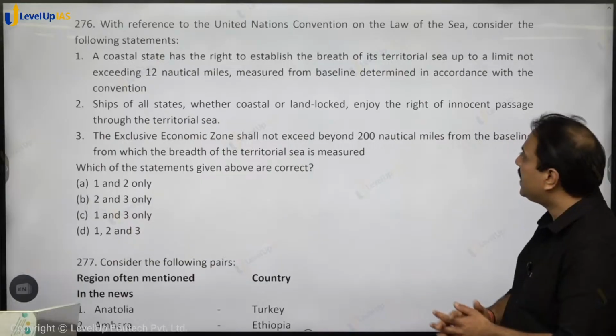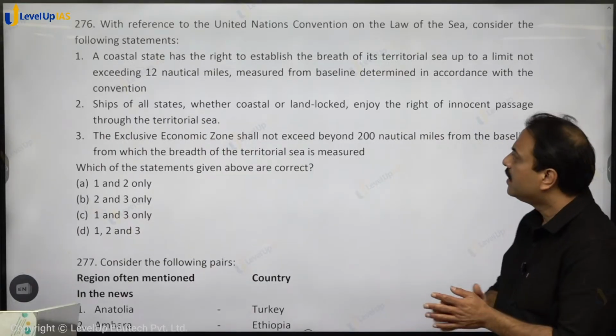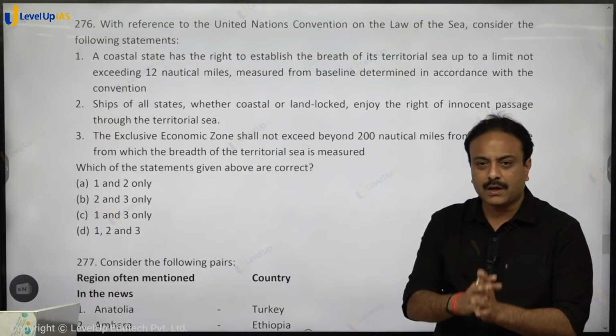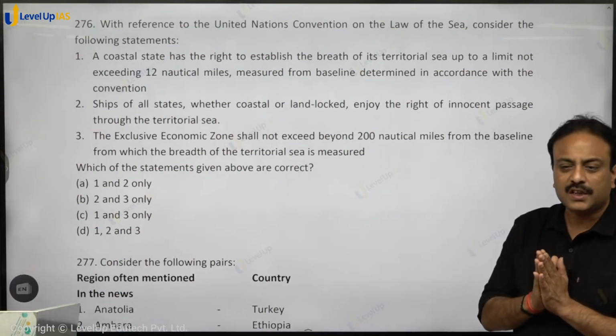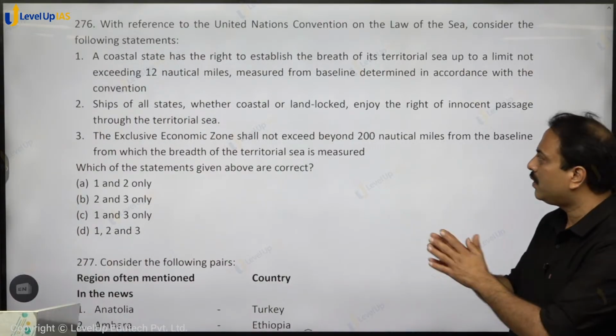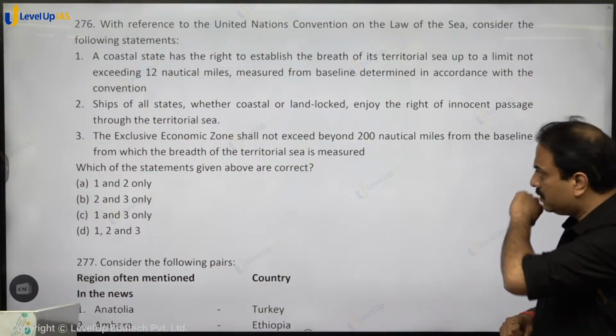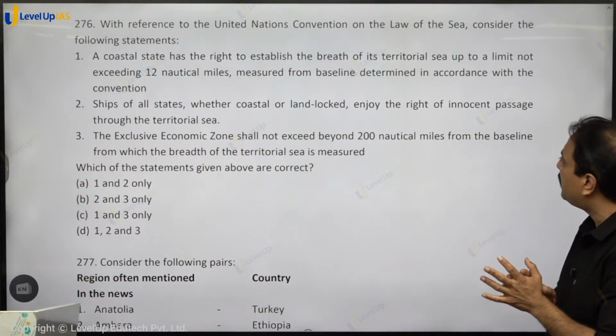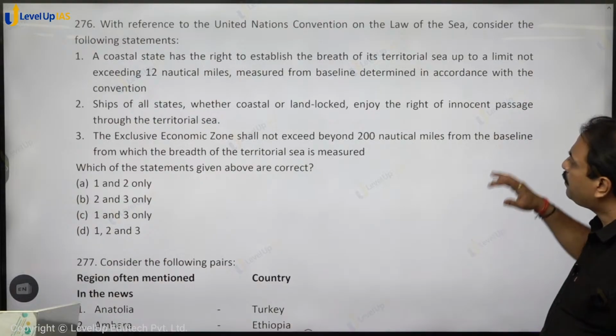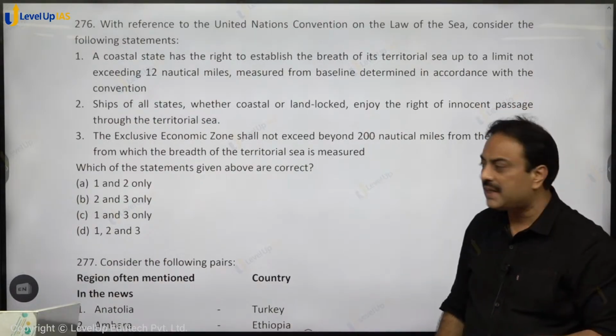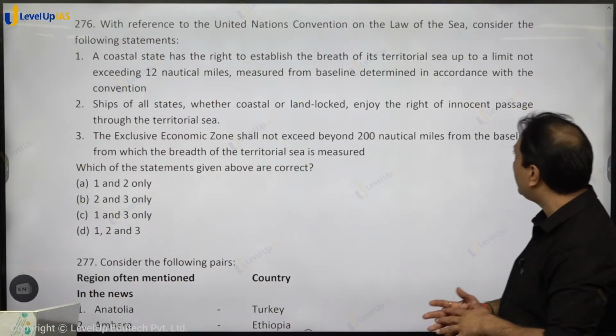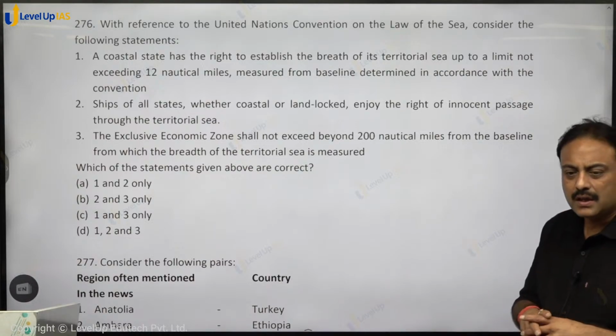With reference to the United Nations Convention on the Law of the Sea, consider the following statement. UNCLOS, very often mentioned in the news. So what is UNCLOS? How do you have to do it? Have a look. The coastal state has the right to establish the breadth of its territorial sea up to a limit not exceeding 12 nautical miles, measured from baselines determined in accordance with the convention. So what is the baseline?